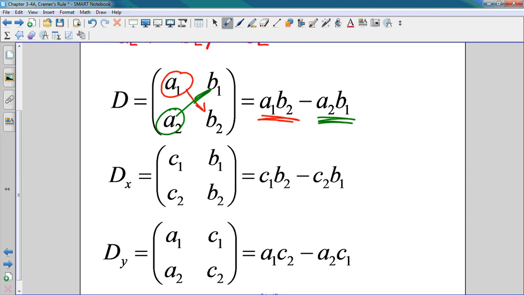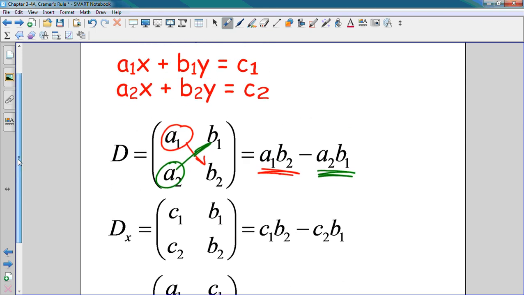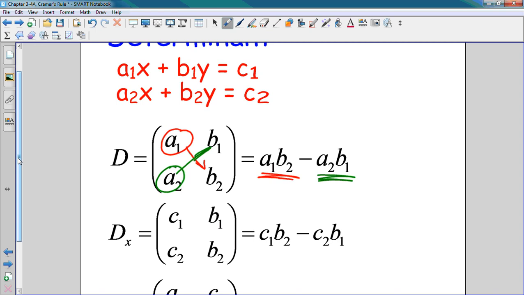For dx, you're doing the same thing except you're using different numbers in your equation. Now I'm going to use C's in the first column and B's in the second column. And I'm doing the same thing. Taking C1, multiplying by B2, that's here. Taking C2, multiplying it by B1, and that's here. And I'm finding the difference.